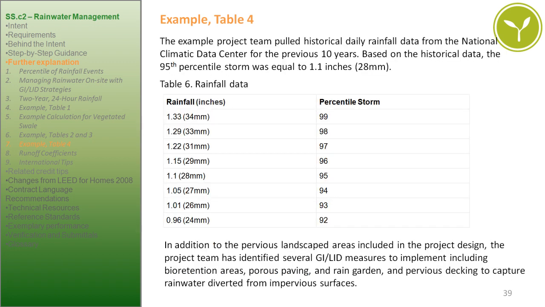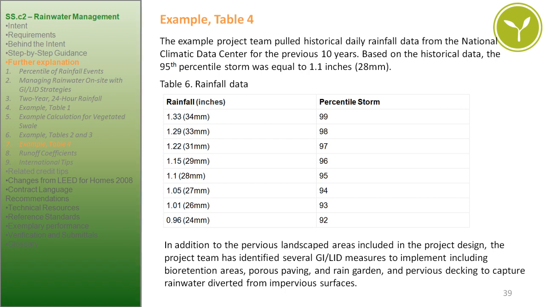The example project team pulled historical daily rainfall data from the National Climatic Data Center for the previous 10 years. Based on the historical data, the 95th percentile storm was equal to 1.1 inches or 28 mm. Table 6, rainfall data. Rainfall in inches.